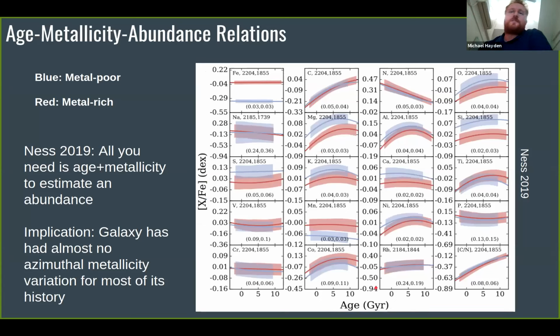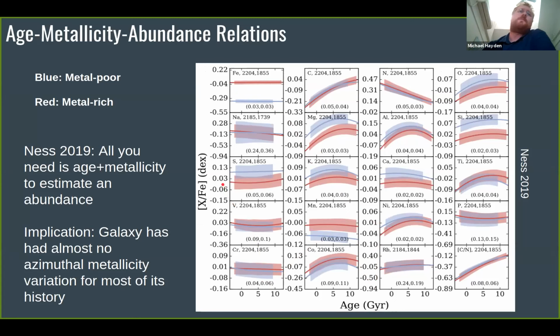And she took ages from asteroseismology, so stars in the Kepler field. And then she knows the metallicity because they have APOGEE spectra. And she took the other elements from APOGEE and said, okay, I know the birth radius of the star because I know its age and metallicity. Can I estimate the abundances just from that, knowing that alone? So basically, is the age abundance relation unique to that particular position in the galaxy, or is it going to be a scatter plot?